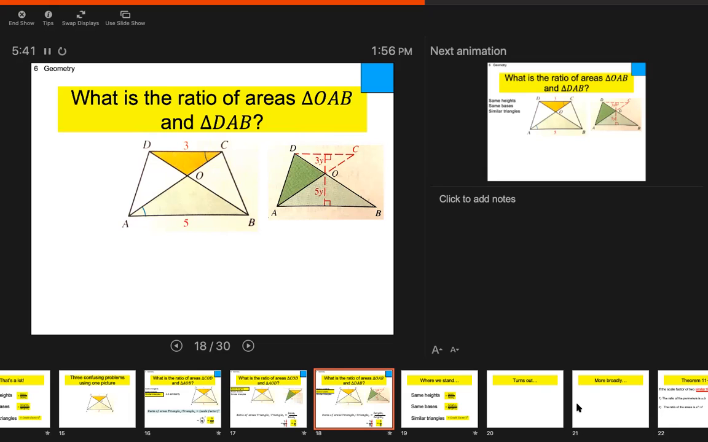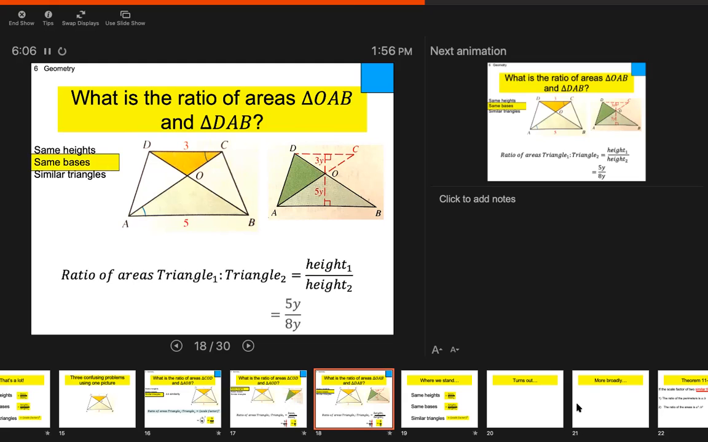What's the final answer? No, 8y over 3y. 8 over 3. 5 over 8. No, it's 3. Now you're confusing yourself. You have the answer. It's 5 over 8. It would be 8 over 3, not 5 over 3. No, it's 5 over 8. No, it's 8 over 3. That doesn't make sense. Where does the 5 show up? The base of the smaller triangle. Remember, it's OAB, the small one.